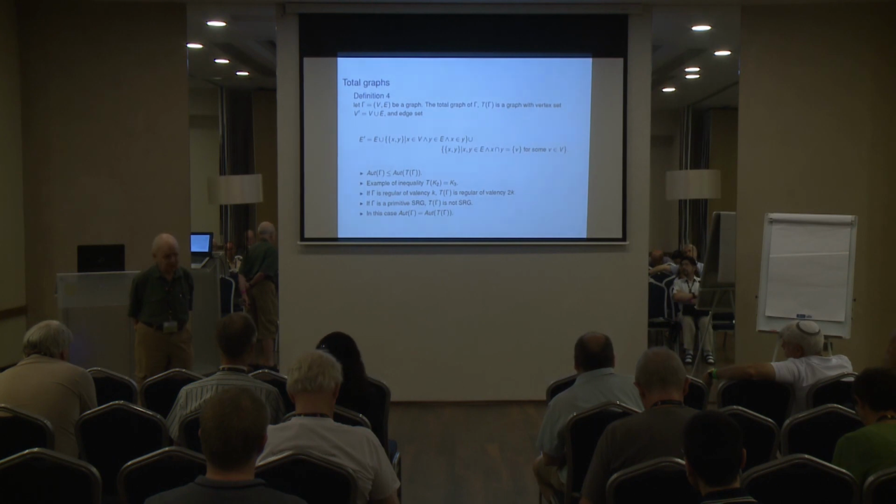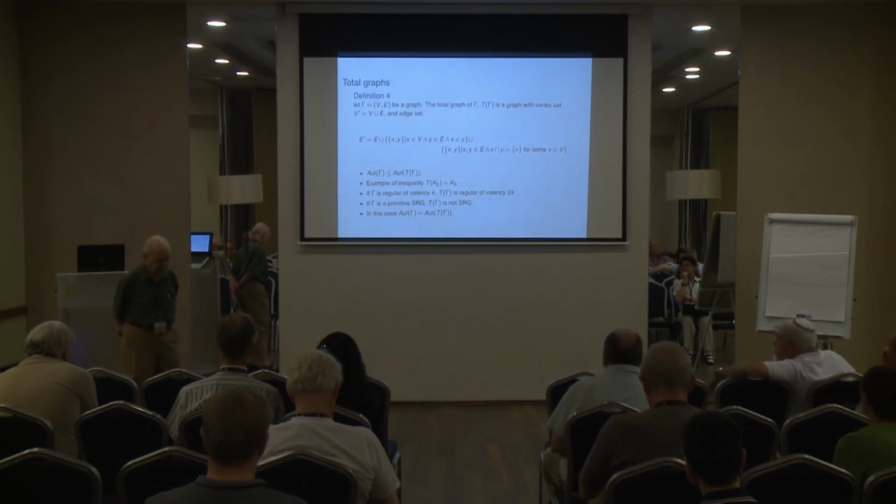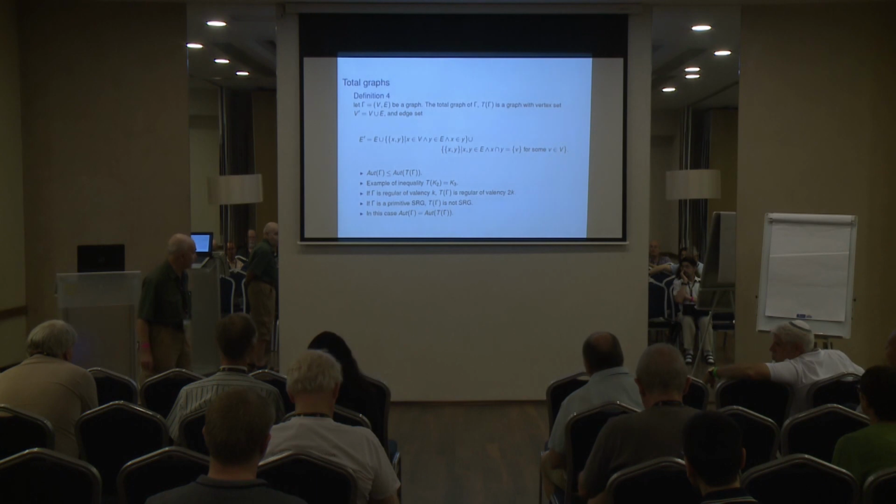Now, what is adjacency? Two vertices are adjacent if they are adjacent in the initial graph. Two edges are adjacent if they have a common vertex. And also a vertex and an edge are adjacent if they are incident. So this is the usual concept of a total graph.